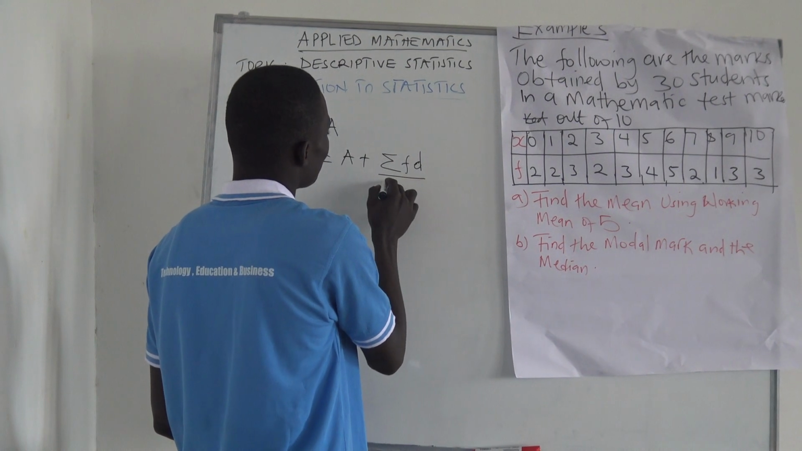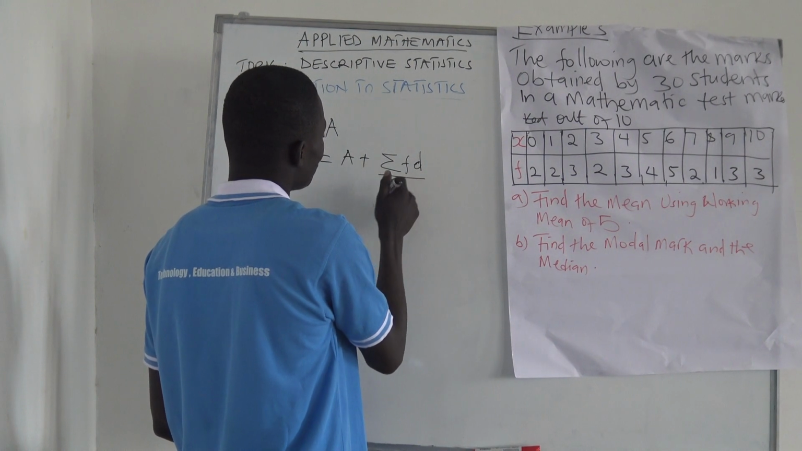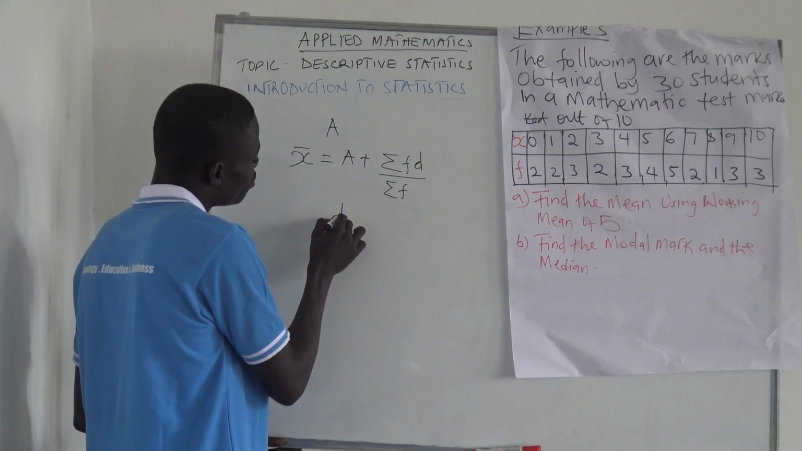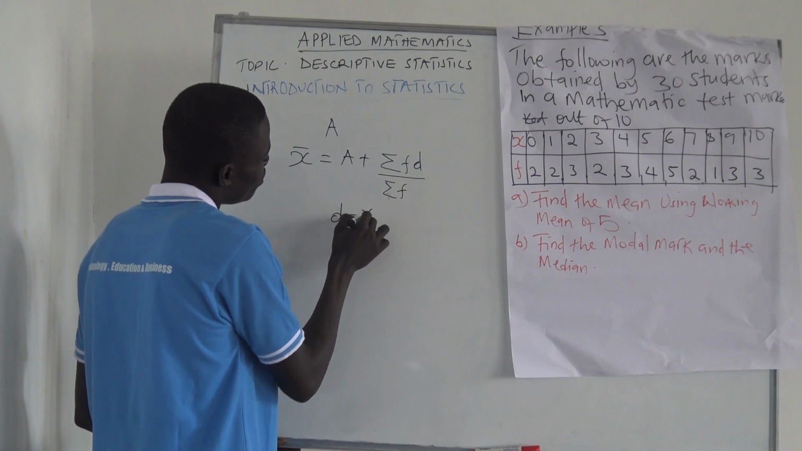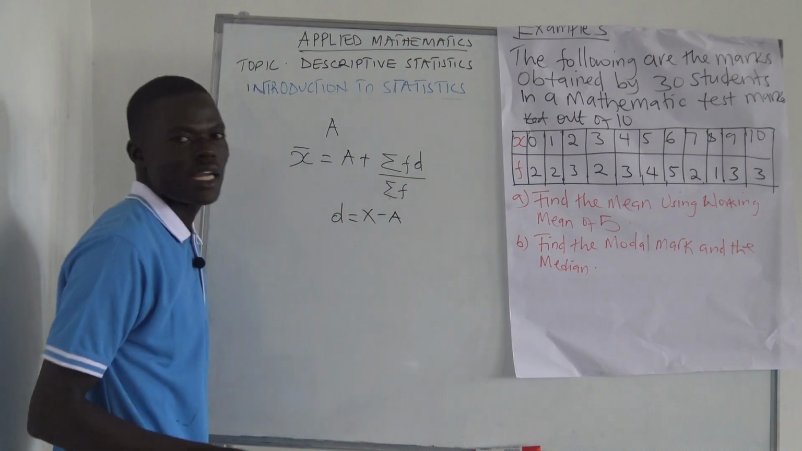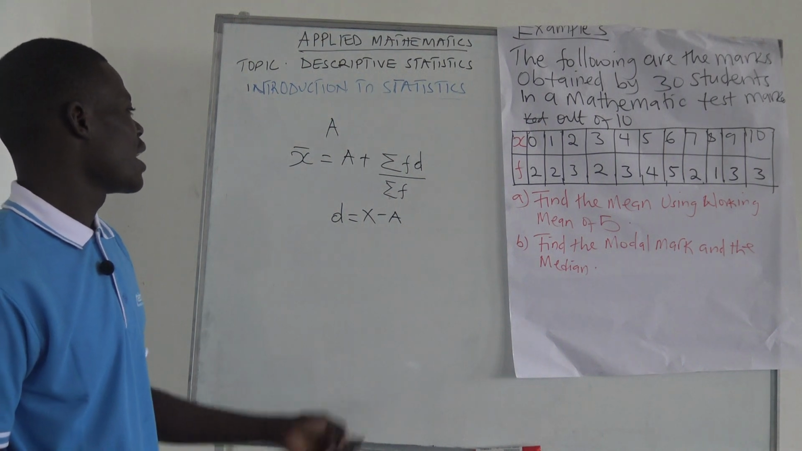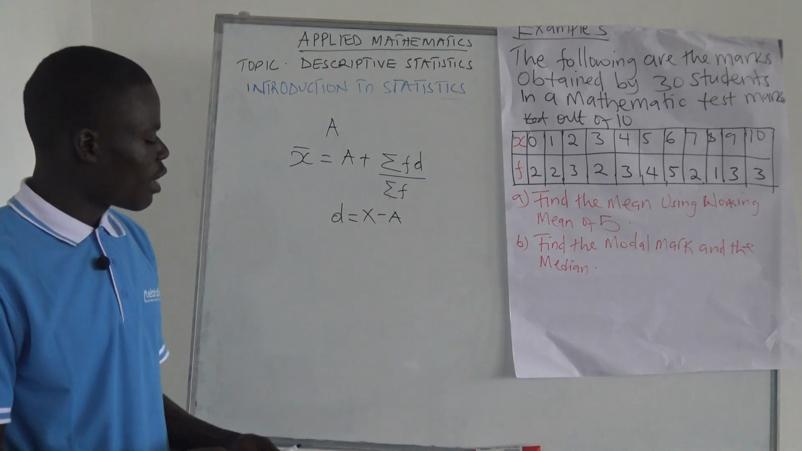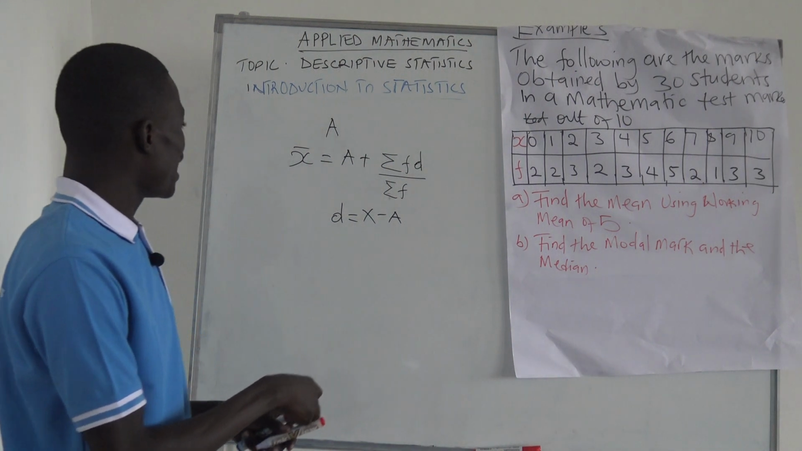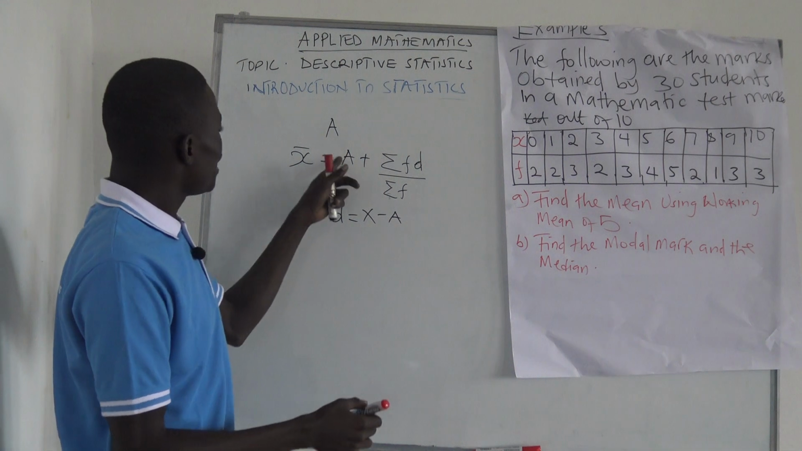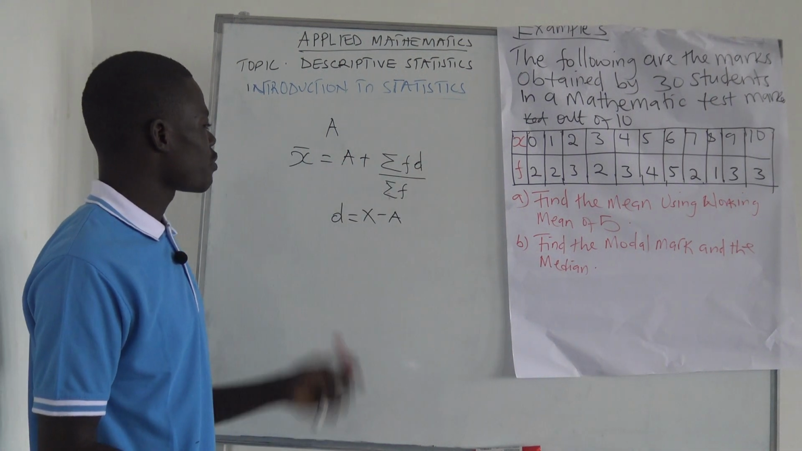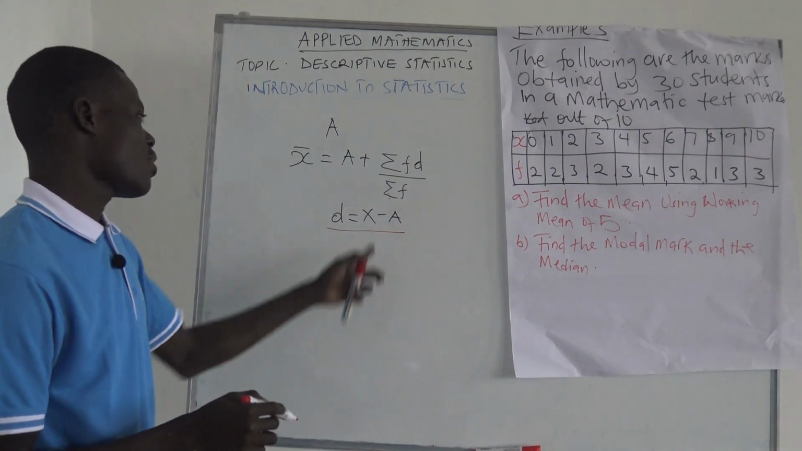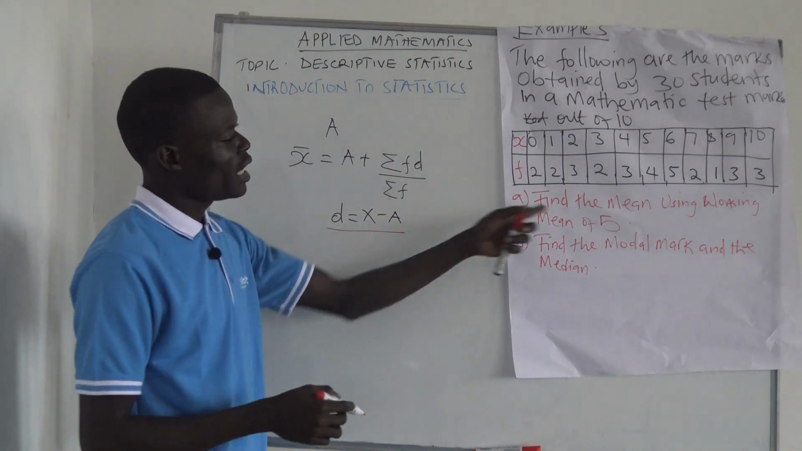D out of summation of F. That's what we said. And the D is got by X minus the assumed mean. That's our D. And then you sum the values of D for the other values which you are going to get. So the mean becomes the assumed mean plus the summation of FD out of summation of F, where D is got by X minus A, which is the working mean which is given.